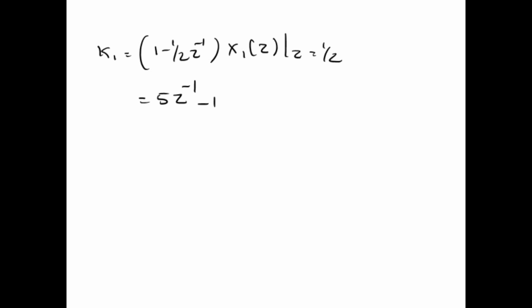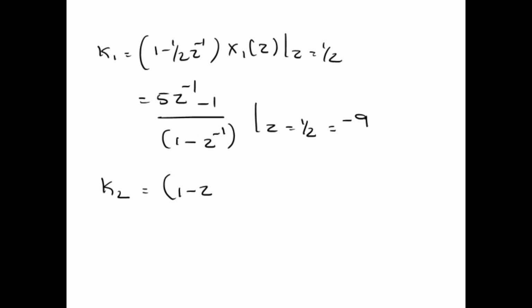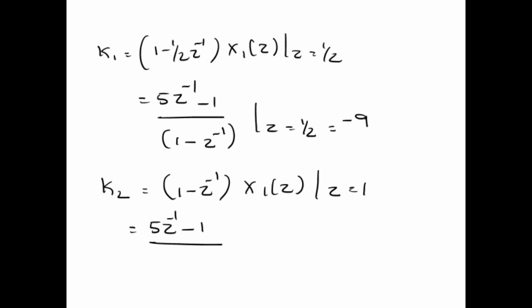K1 is equal to (1 minus half z inverse) into x1 of z at z is equal to half, that is (5 z inverse minus 1) divided by (1 minus z inverse) at z is equal to half. We get the answer as minus 9. Similarly, k2 is equal to (1 minus z inverse) into x1 of z at z is equal to 1, which is equal to (5 z inverse minus 1) divided by (1 minus half z inverse) at z is equal to 1, which is equal to 8.